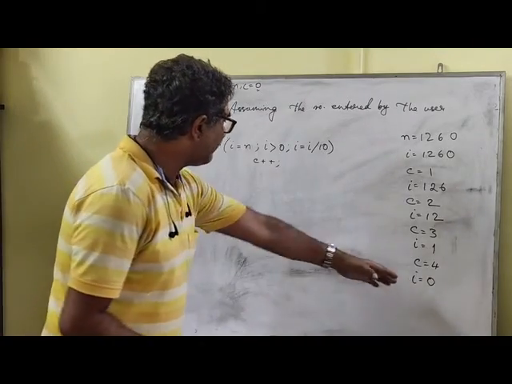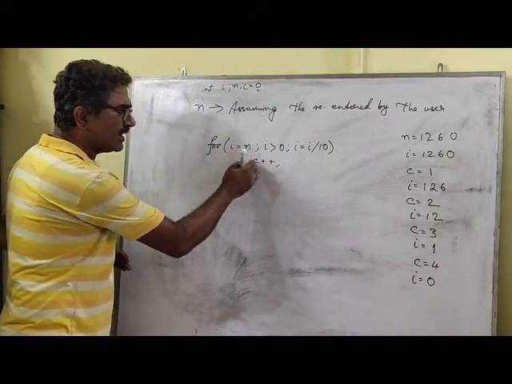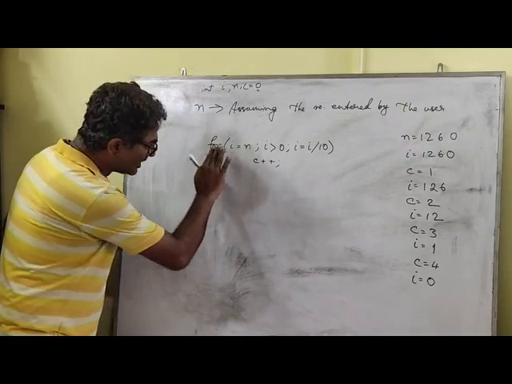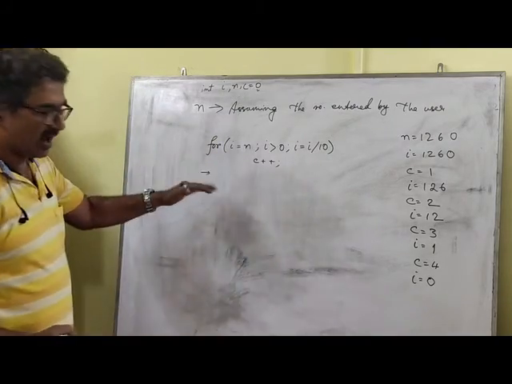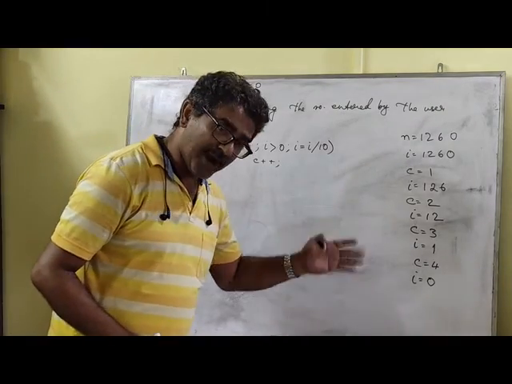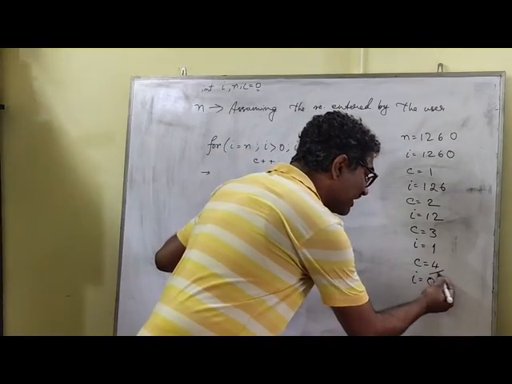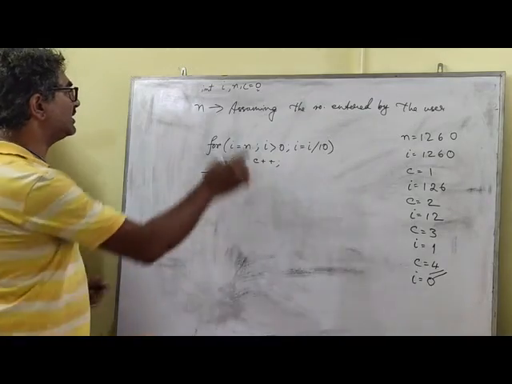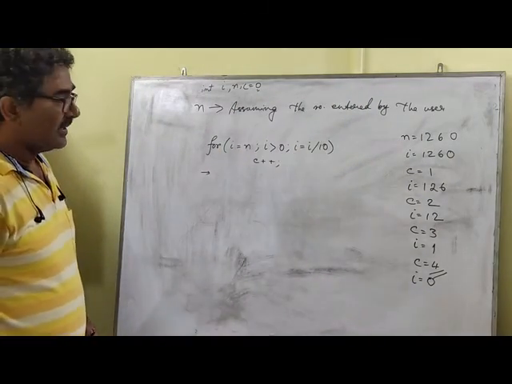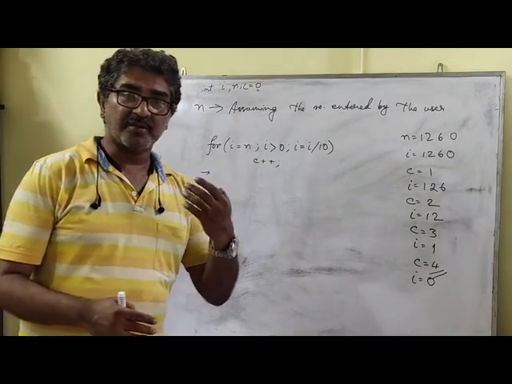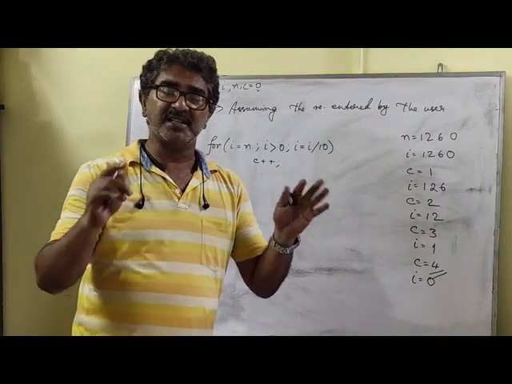So ultimately, the value of I is 0. It no longer gets inside the loop. So it comes out of the loop. And after coming out of the loop, it will come to the first statement after the loop. And by then, if you notice carefully, C contains 4, which is actually the total number of digits in that particular number, that is 1260. So this is the technique or trick for counting the total number of digits in a number.